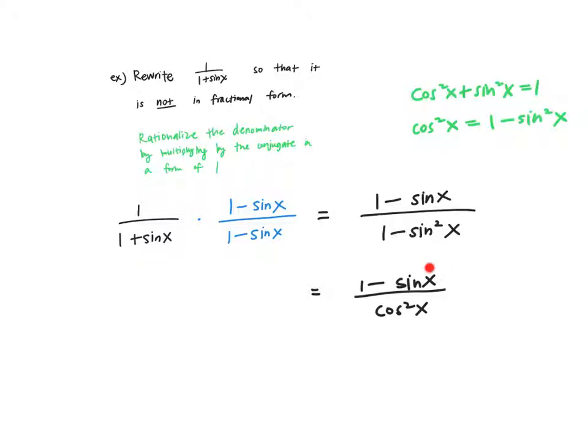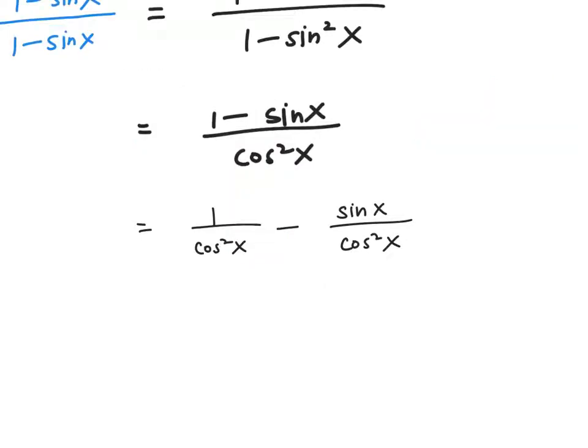Okay, so my expression is still in fractional form. So what can I do? I can separate these into two fractions. Okay, so I've separated into two separate fractions, 1 over cosine squared x minus sine of x over cosine squared x. How could I rewrite 1 over cosine squared x? Well, that's equivalent to secant squared x.